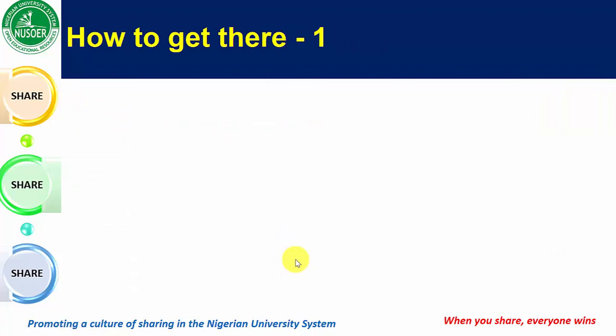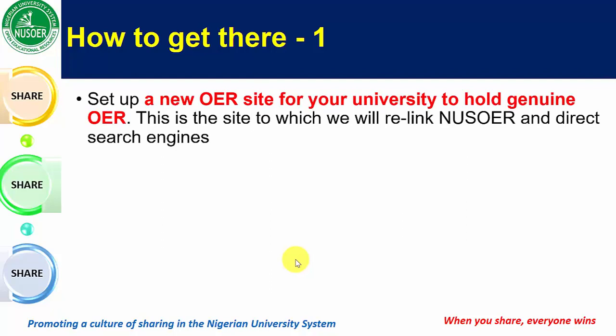So how do you get there? That is the meat of this presentation. How do you get to a situation whereby all of the materials that you have are truly open and no fully copyrighted materials? What I think you should do as director of ICT, keep what you have, like Covenant, like Ibadan, like Lagos, like all the others. Keep what you have. But I would like for you to set up a new OER site to hold the genuine OER. In other words, have one that will have genuine and others, and then have a separate site.